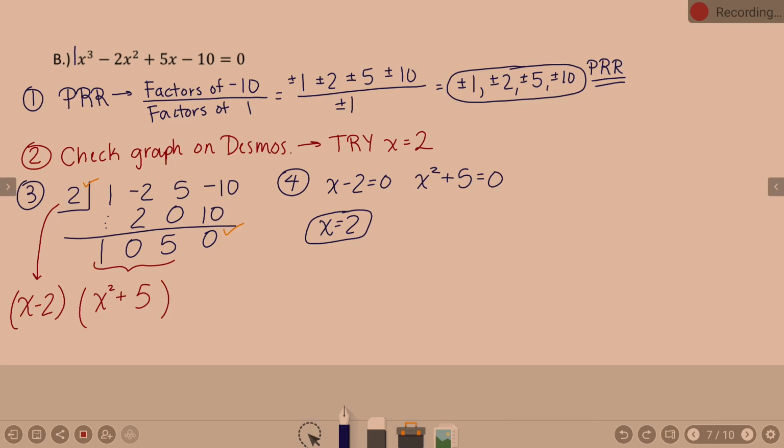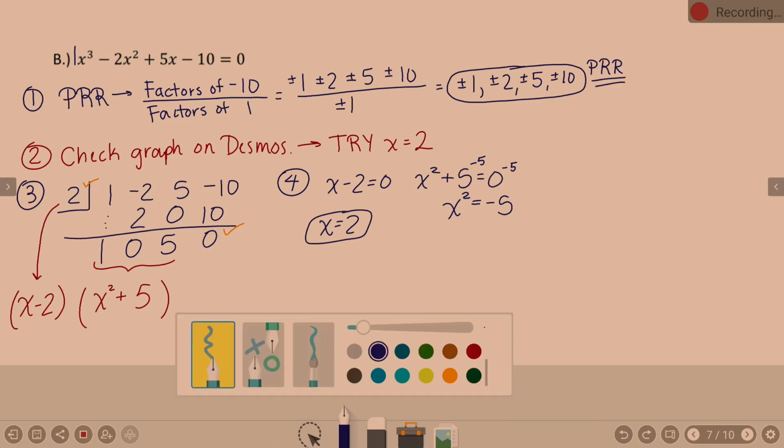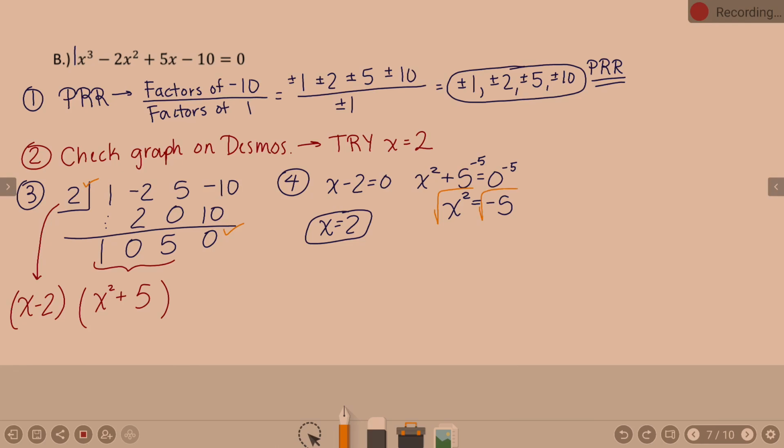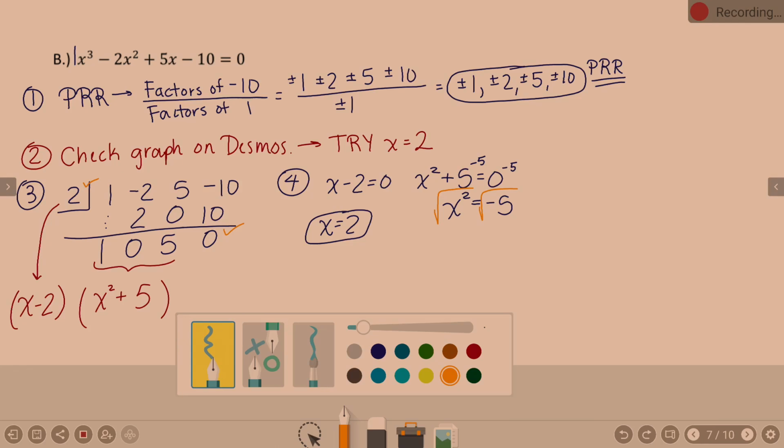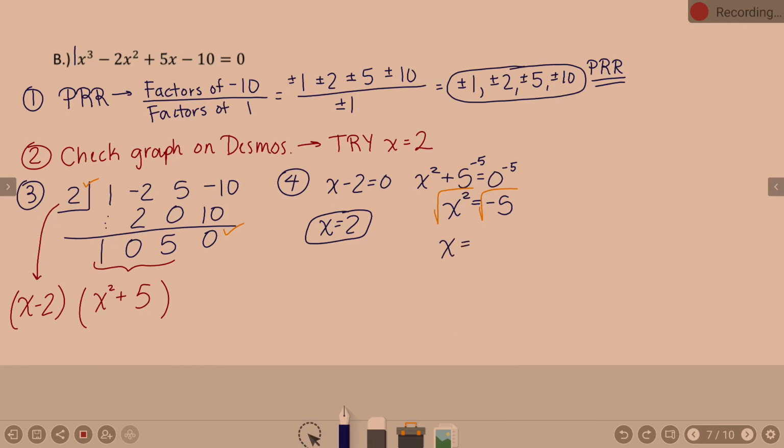Do we have to use quadratic formula here? No. Enjoy it, right? Subtract the 5 over. So then I have x squared equals negative 5. Then what? Square root. Okay, we're taking the square root of negative 5 in an equation situation. In an equation situation, plus or minus.